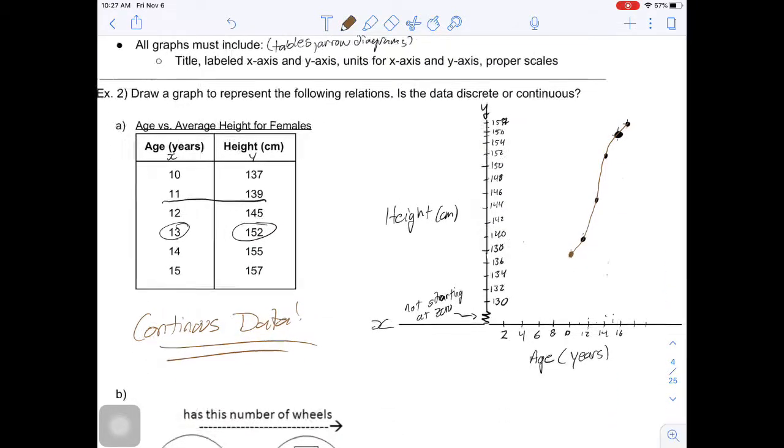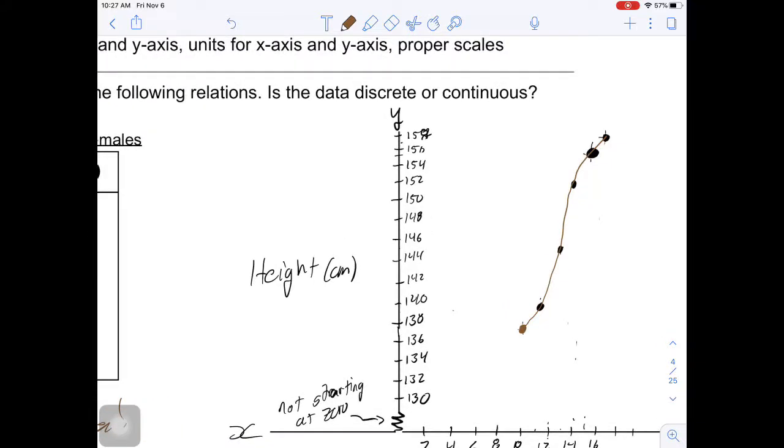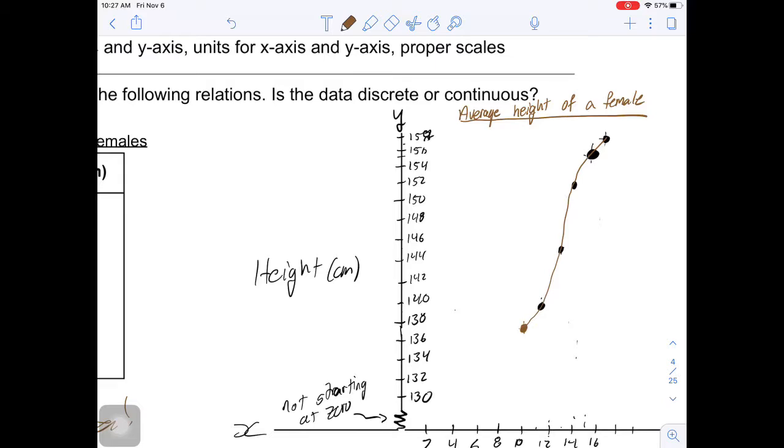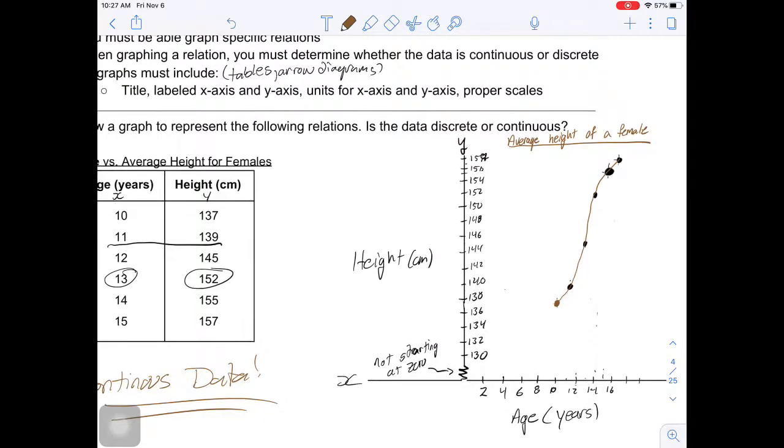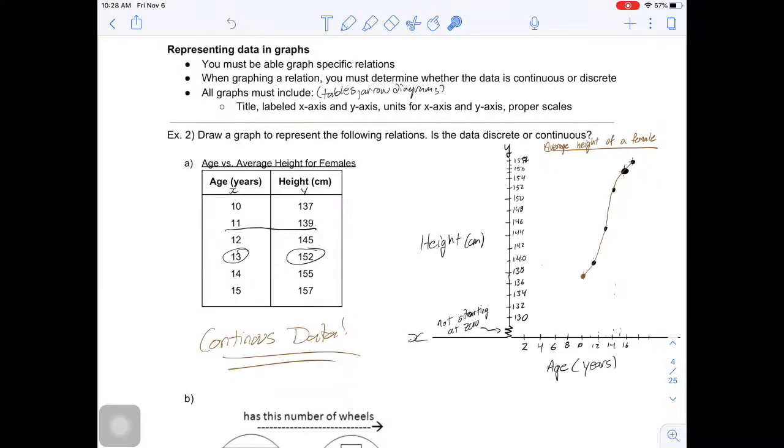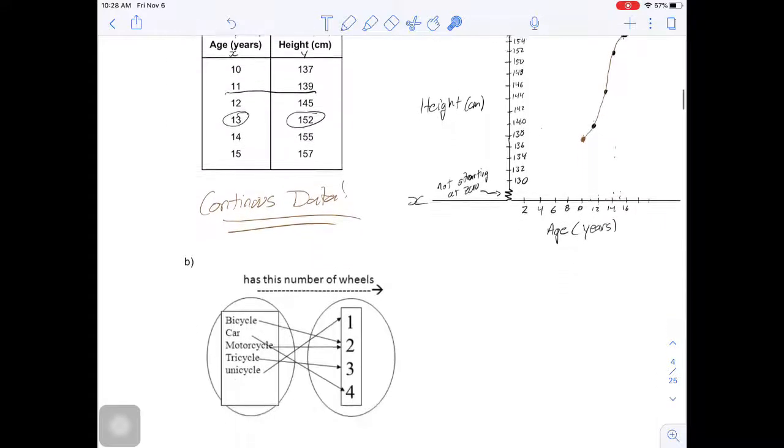Well, we got to put up here, this is the average height of a female. And yeah, average height of a female. And that's enough of a title to explain what this graph is all about. Okay. So there's our table. Let's maybe move on to one more example.